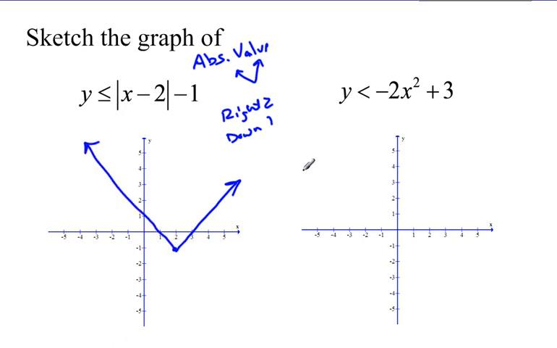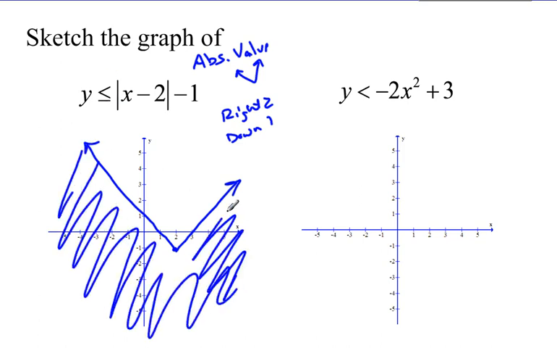All right, so there's our absolute value graph. And when we look at this, let's see, it's a solid boundary because it's equal, and it says y is less than. Well, if y is less than, we're going to shade below. So here we go. We shade everything below that V, and we've got it. Let's try this next one over here.